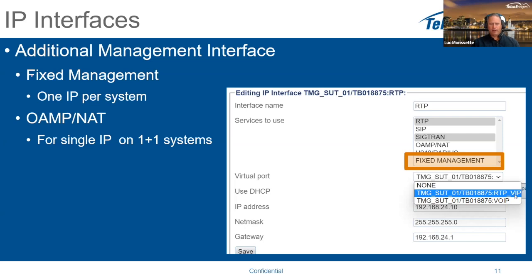So you can add a management interface called fixed management. And then this will be reachable from outside. And it will be specific to one unit. If you use the OAMP net option, which is this one here, then you will have a single IP to configure the whole system. So it will be a virtual IP that you will use to configure the system, or you can have one IP per system to configure the device. So this is a choice that you have.